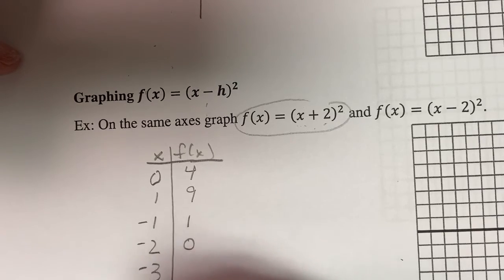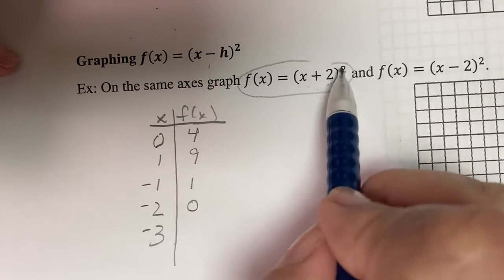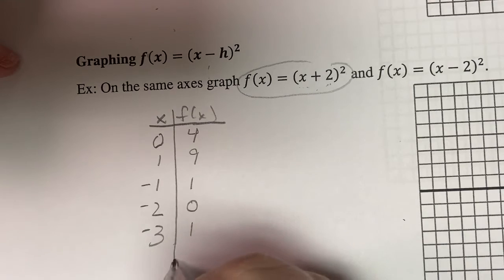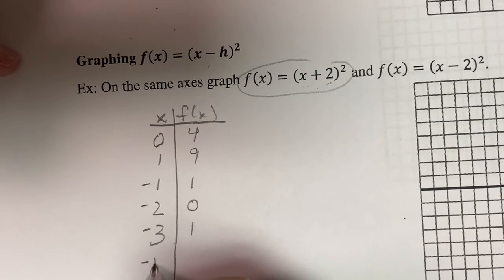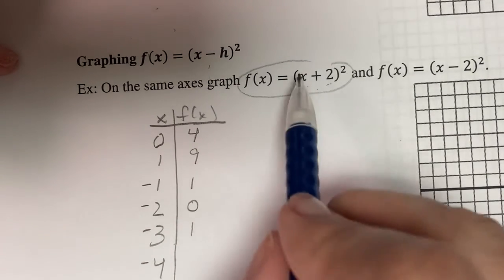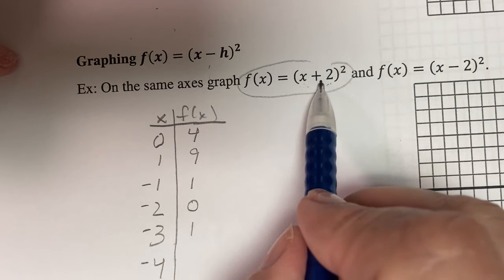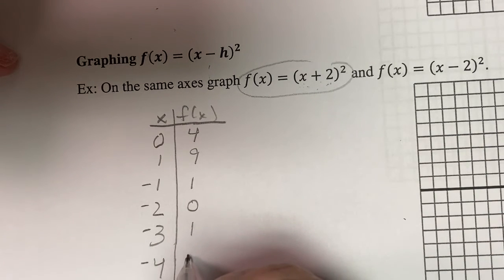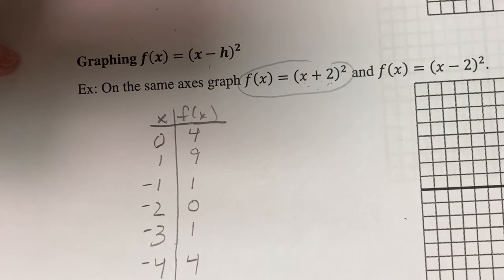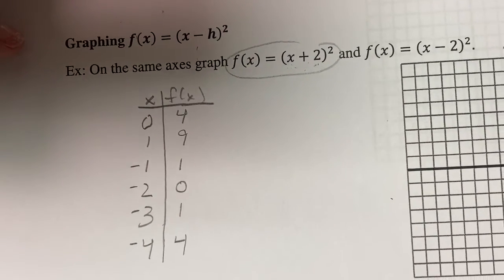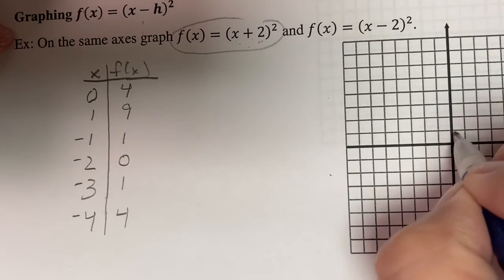If I plug in -3, I'm going to get -1 squared, which is 1. And I'm going to plug in one more value. I'm going to plug in -4. So -4 plus 2 is -2 squared is 4. So let's see what I have going on here. So I have 0, 4.